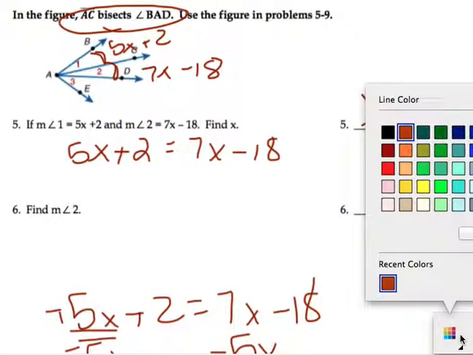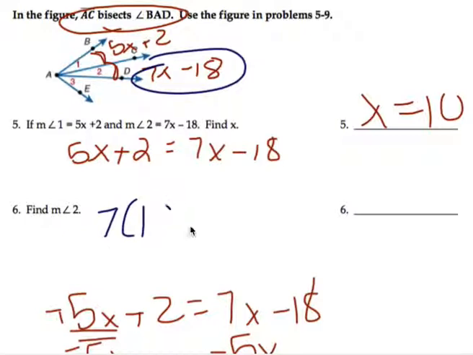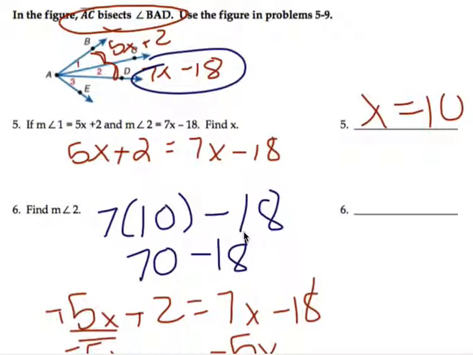Now it asked me to find the measure of angle 2. Well, it gave me that the measure of angle 2 is 7x minus 18. So what I'm going to do is plug in 10. So I take out the x completely and I put 10 in instead. So I have 7 times 10 minus 18. So really that's just 70 minus 18, which is going to give me 62. Since we're talking about a degree measure, I'm going to label it degrees.